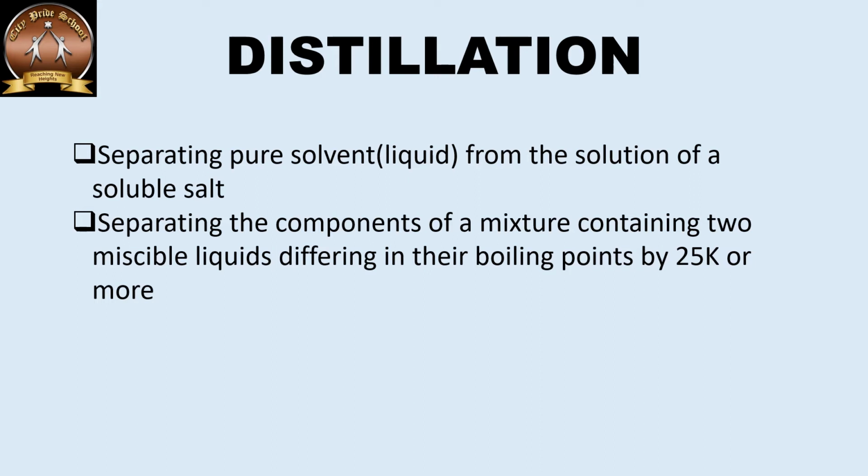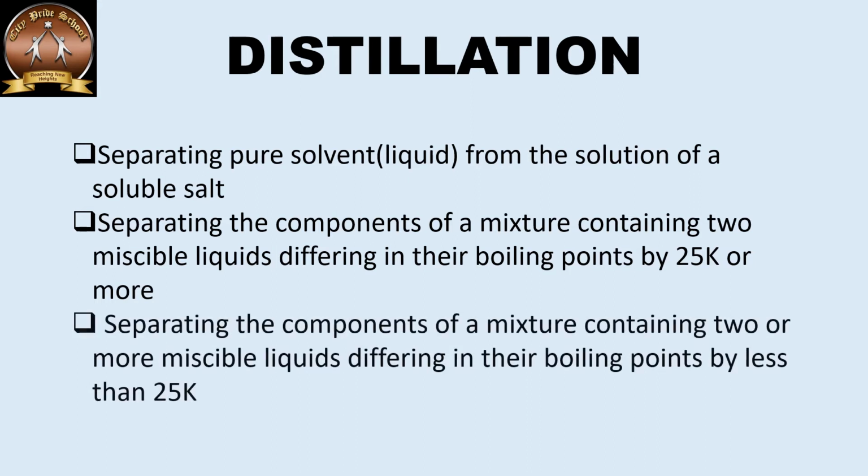using this distillation technique. Now the classification is that if there is a difference in their boiling points of 25 to 30 Kelvin or more, then we can use the simple or basic distillation technique. If we have a miscible liquid mixture with a difference in boiling points of less than 25 to 30 Kelvin, then we have to use the advanced version of distillation, that is fractional distillation. Now in the next slide we are going to understand first the apparatus that is used in distillation.